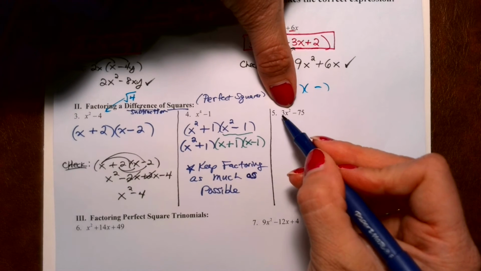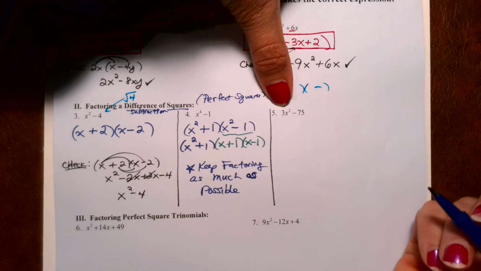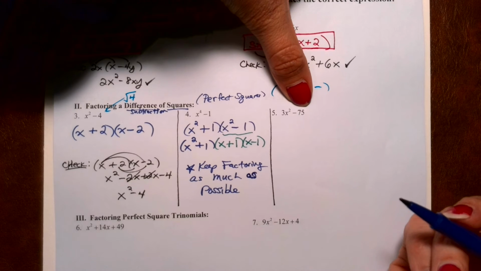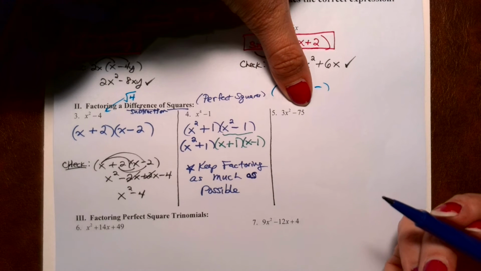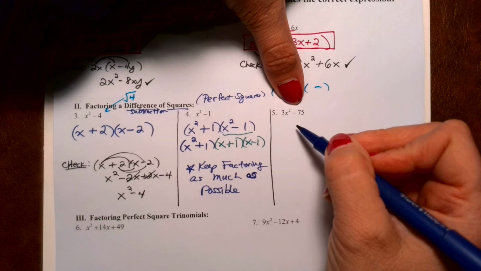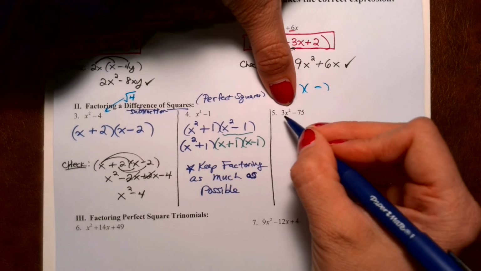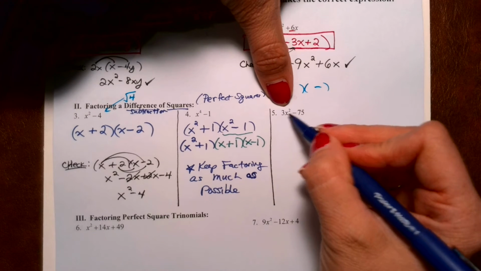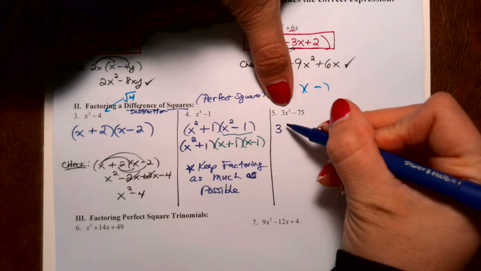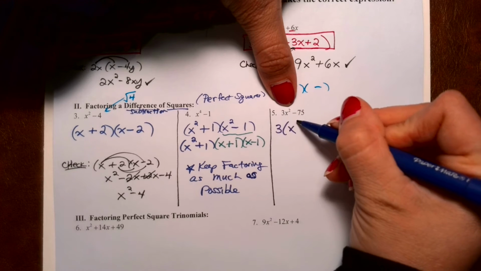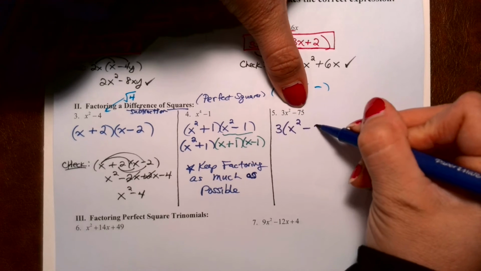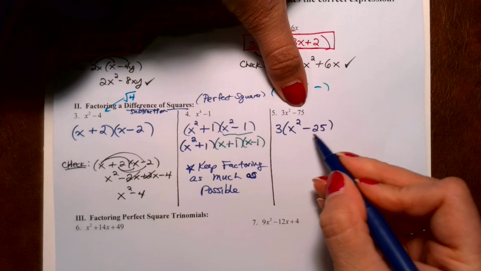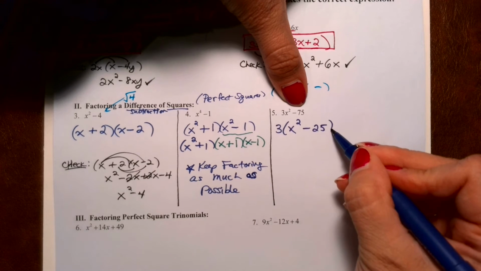Right here, I don't think 3x squared is a perfect square. I don't think 75 is. So what are we going to have to do here? We're going to factor out a monomial. In fact, let's take out a 3. If I divide by 3, that's x squared, and that's a 25. Oh, this is looking really good.